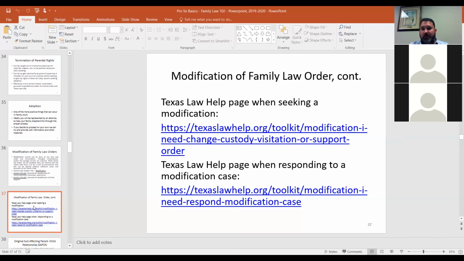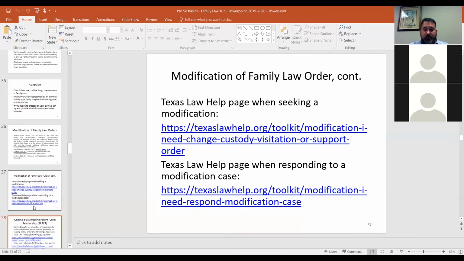So that's why, if you get a divorce and your child's 5 years old, you might be coming back to court for the next 13 years off and on. Unfortunately, it can last a long time.